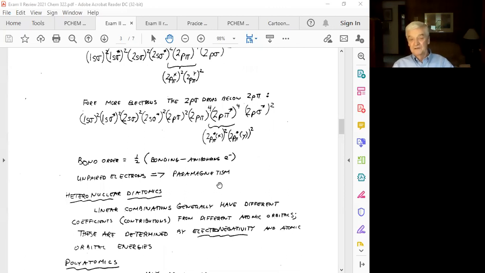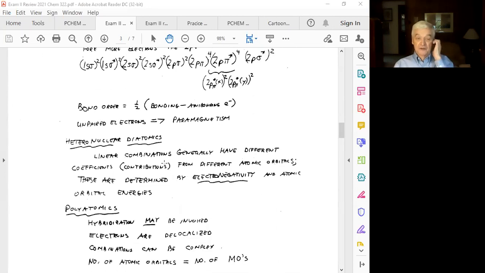Bond order is 1/2 the difference between the number of bonding and the number of antibonding electrons. If you get unpaired electrons, you have paramagnetism, and it's easily measured, so we know which of these molecules come out to be paramagnetic.